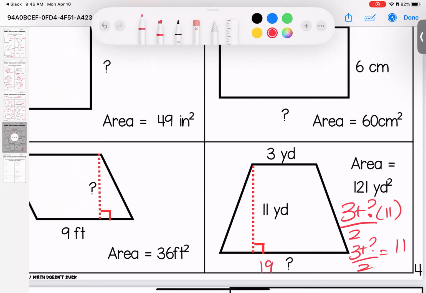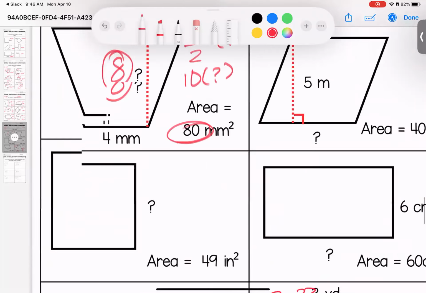So again, divide by 11 because it's the opposite of our multiplication. I know that 3 plus an unknown number divided by 2 equals 22. Multiply both sides. So I have 3 plus an unknown number equals 22. Subtract 3 from both sides. I get my unknown number is equal to 19. Again, if you have more questions, bring them to class.